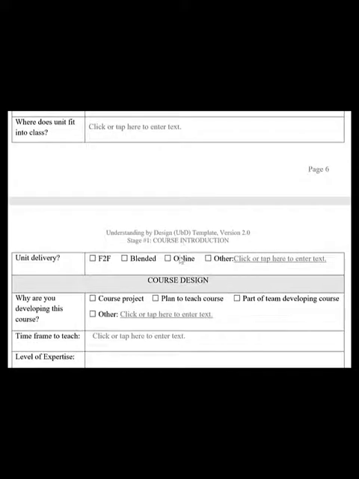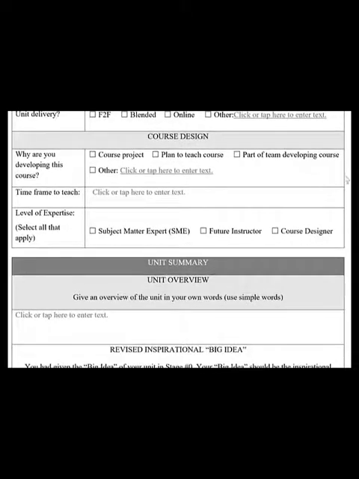Our unit delivery then would be online versus face-to-face versus blended, or all together. Our course design then could be a course project or planning to teach the course or part of a developing course. It's kind of depending on what you'd want to do there. And the time frame to teach might be in the first week versus the last week of their rotation or class. The subject matter expertise, I think I could be a future instructor then of this class.